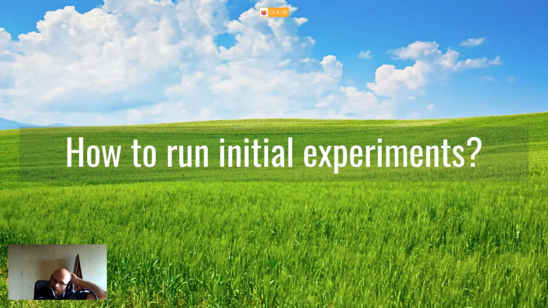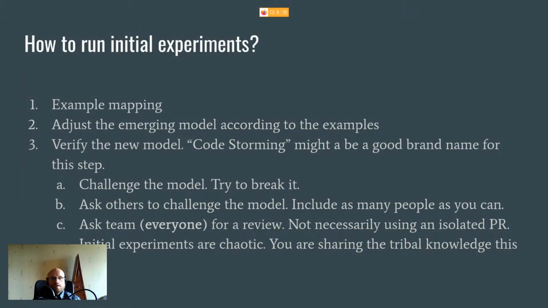Okay, so how can we run the initial experiments? Let's start with initial experiments. We usually start with the example mapping. Then we adjust the model according to the examples we just created when mapping some scenarios into examples. Then we need to verify the new model.